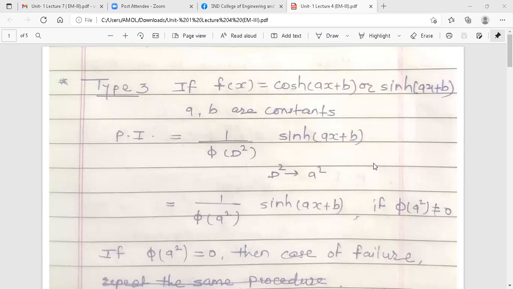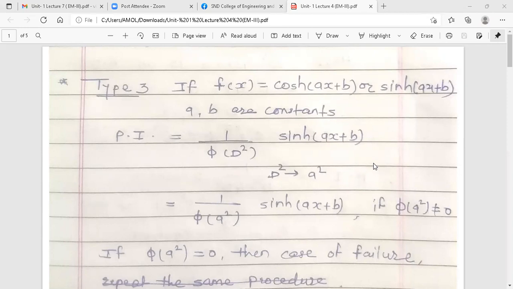The subject is Engineering Mathematics 3, and today's topic we are going to discuss is case 3 or type 3 of the shortcut method. The shortcut method is used to find the PI. Already discussed the general method and the first two cases or types of shortcut methods. Now here we are going to discuss type 3 or case 3 of the shortcut method to find the PI, and this topic is from the first unit, LDE, linear differential equation with constant coefficients.